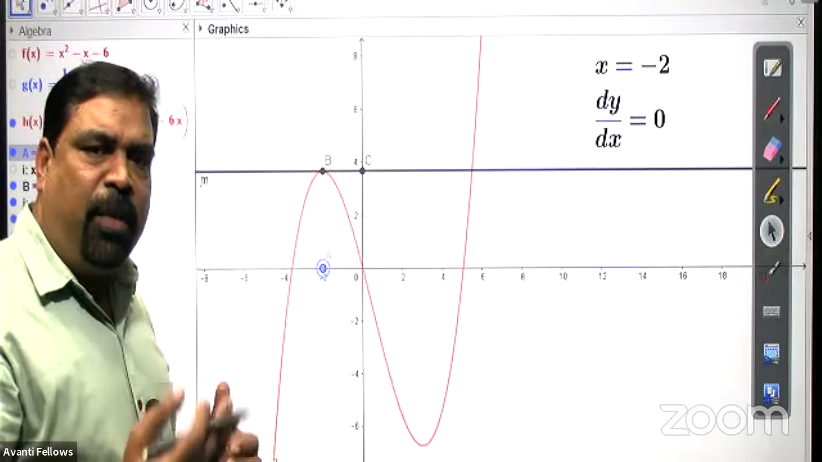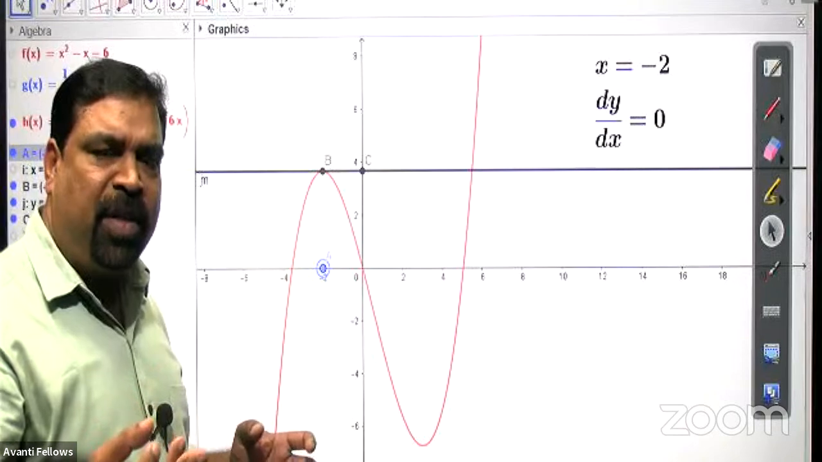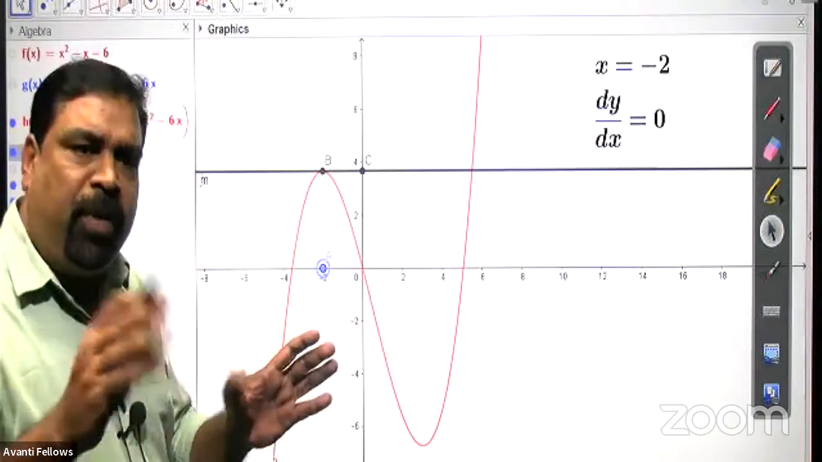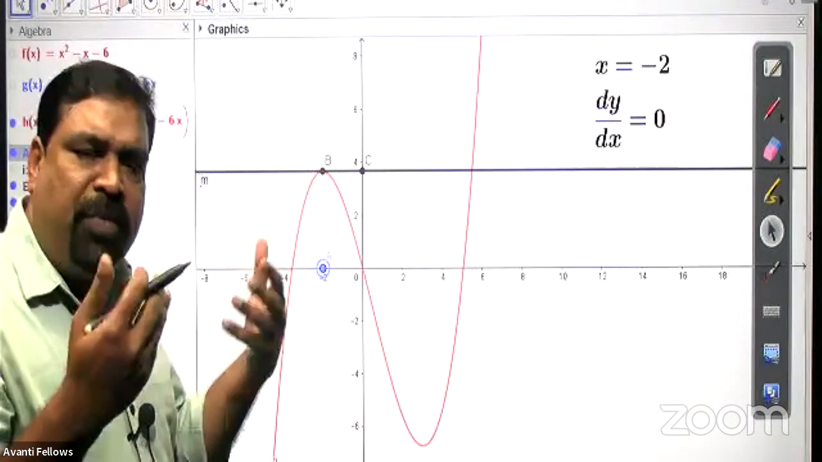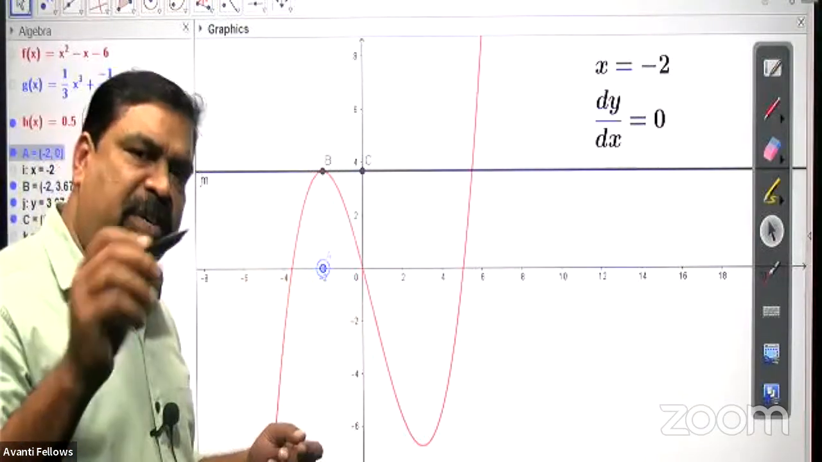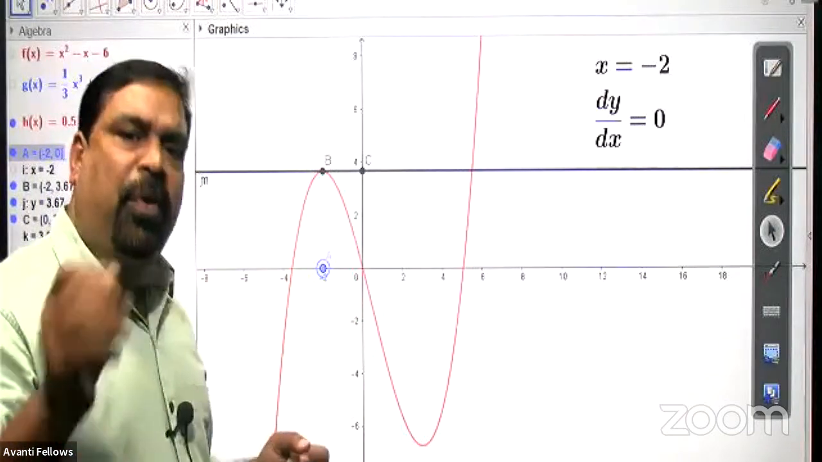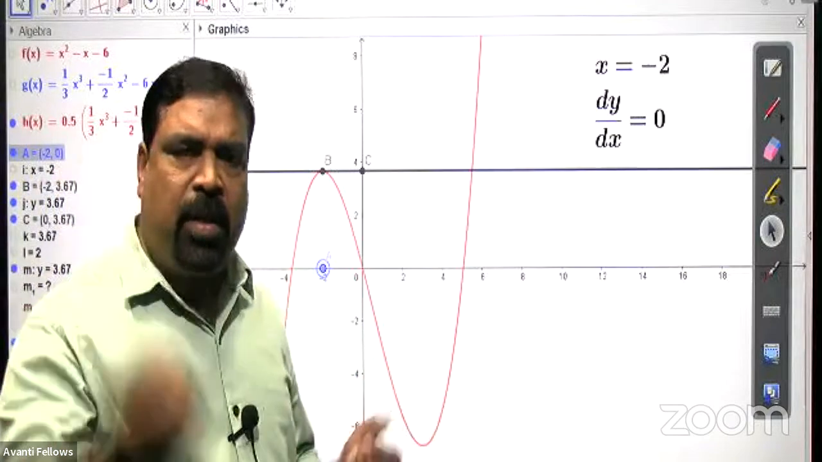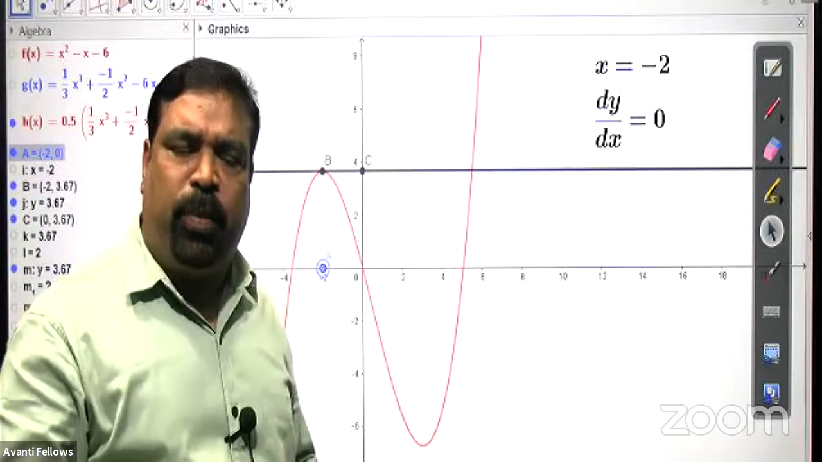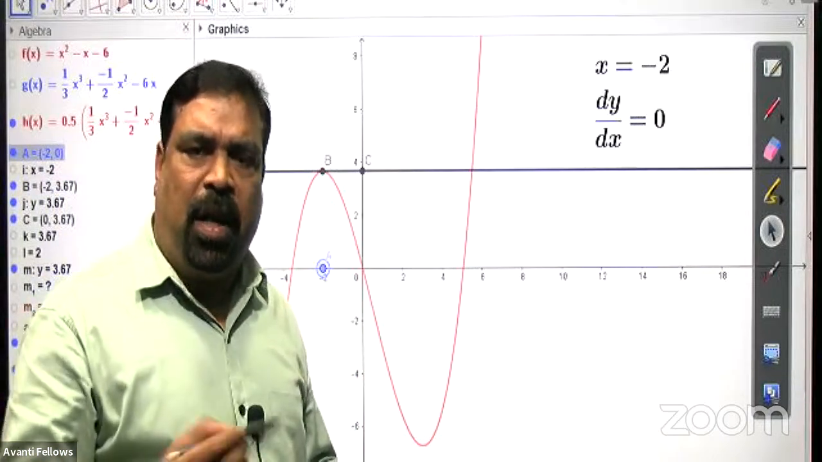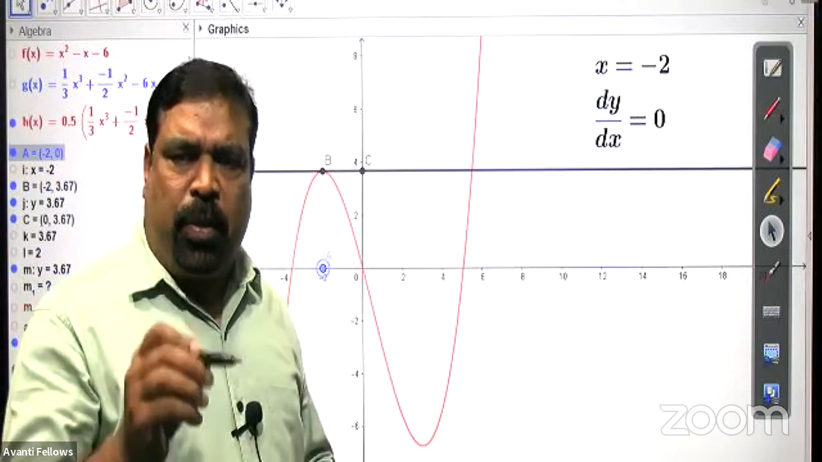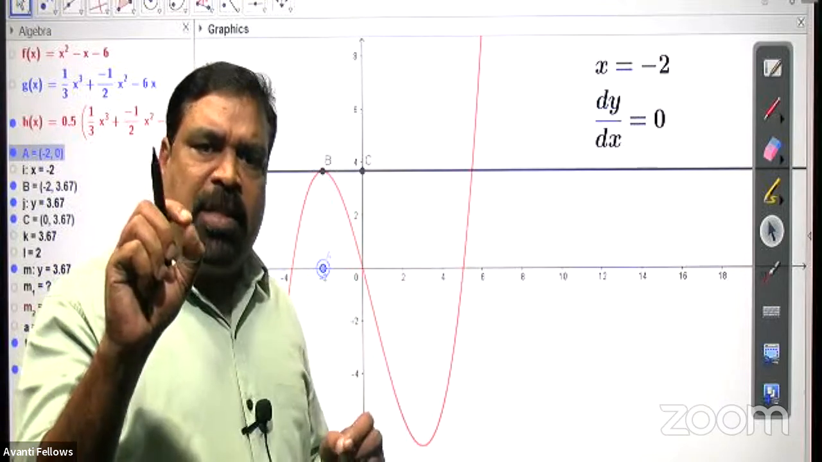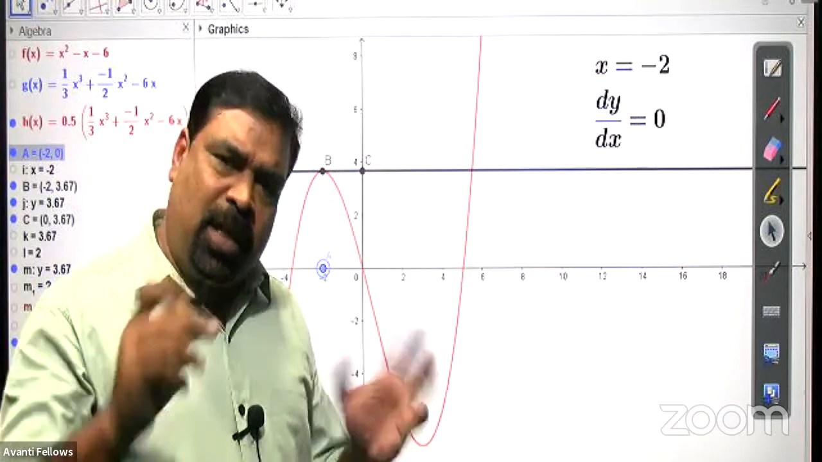We call -2 a critical point, where the function's derivative is 0. Such a point, where there is a turn, is called a critical point. It may not always be differentiable also. A point of non-differentiability can also be a critical point. For example, mod x. Mod x is not differentiable at 0, as you can see in the graph, but at 0 the graph has a turning. So 0 is a turning point for mod x also. That is also a critical point.